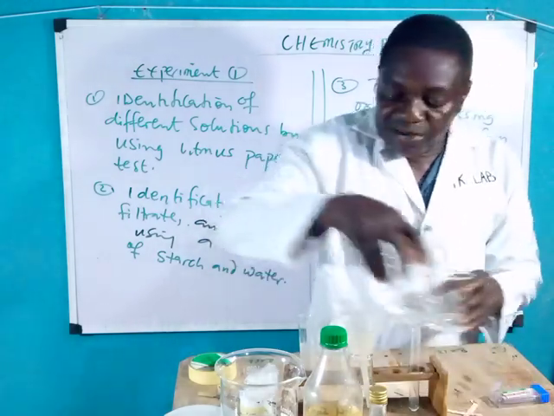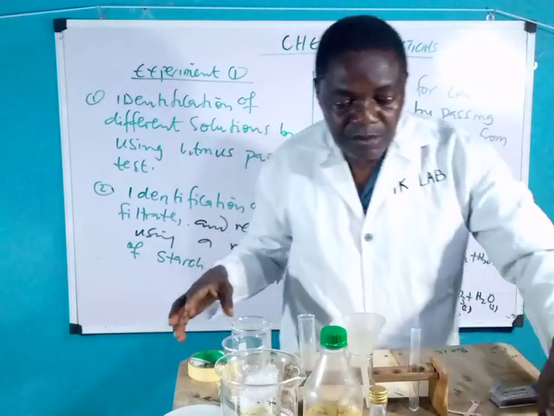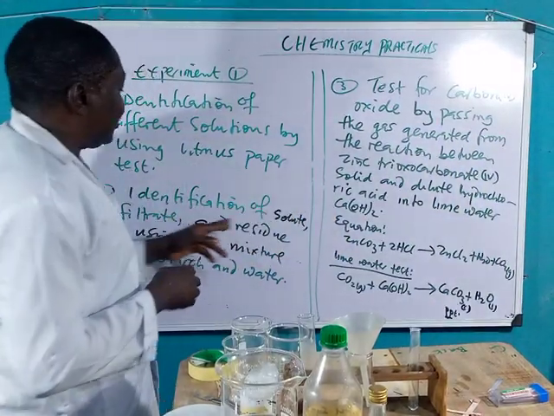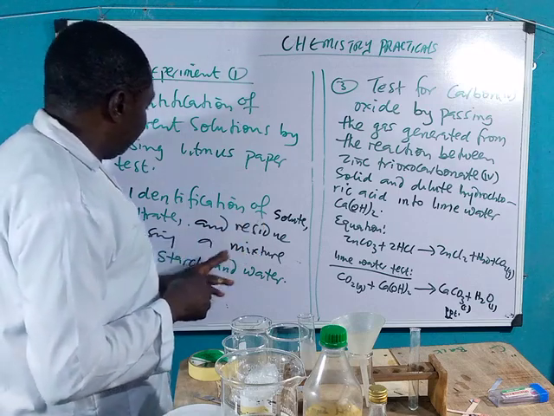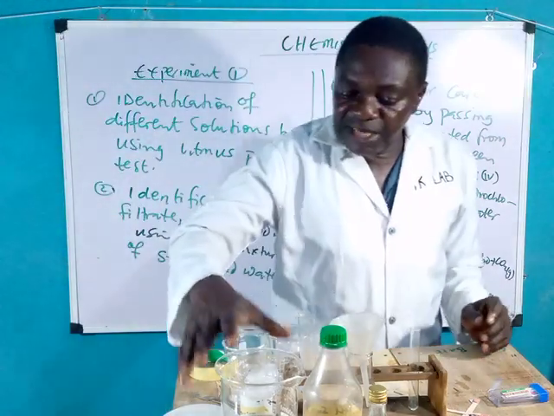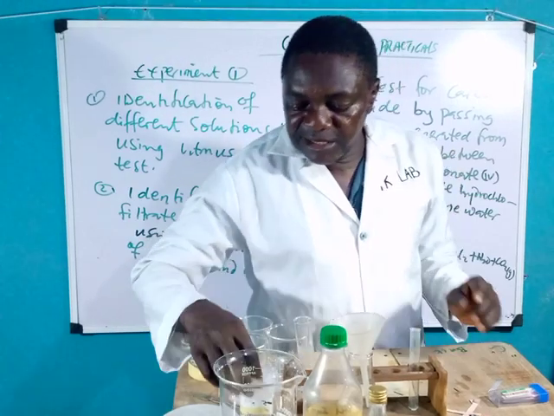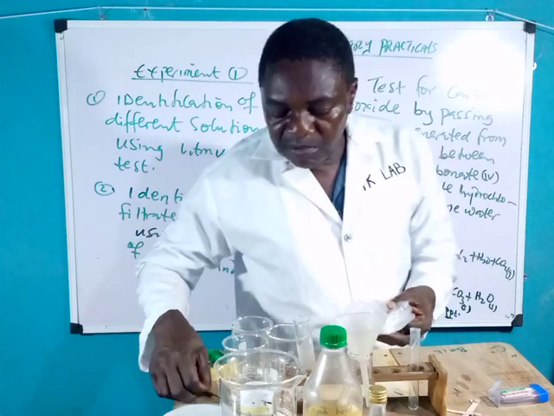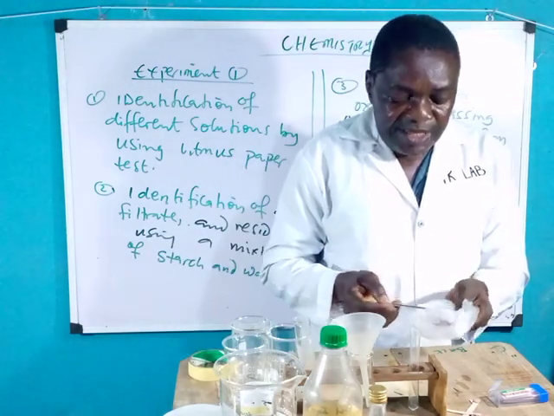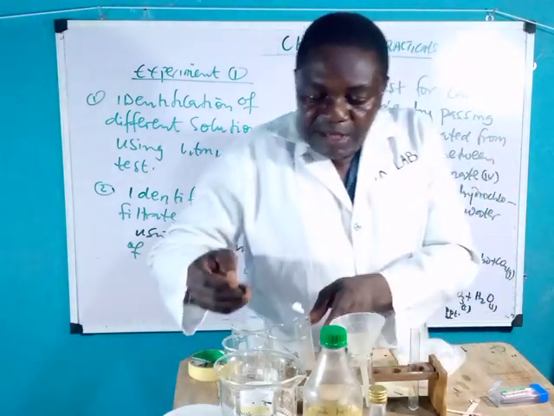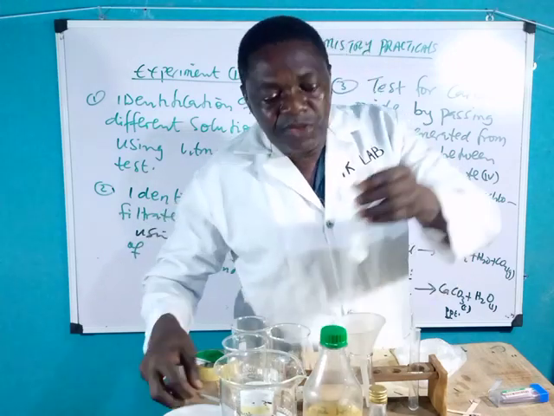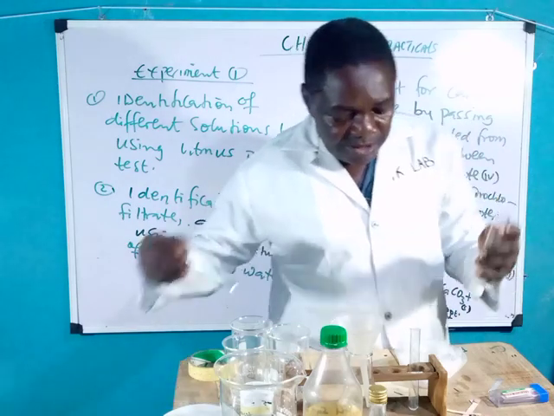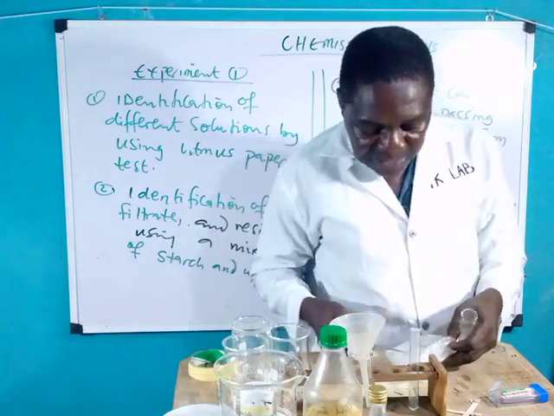Then let's go to the second experiment. The second experiment is simply identification of solute, filtrate, and residue using the mixture of starch and water. This is water. We have already prepared the solution, but I can still increase the quantity. You see it. This is starch, solid. As you can see, solid added to water. Let me increase the quantity so that we can filter it properly.